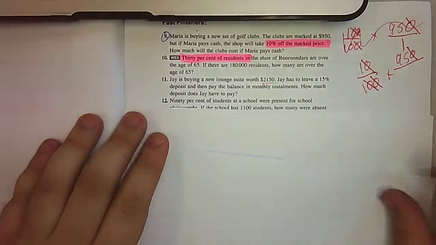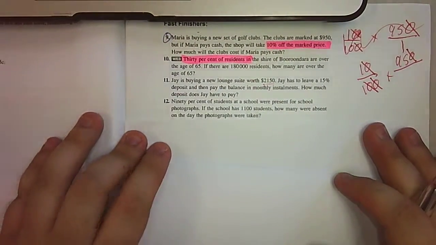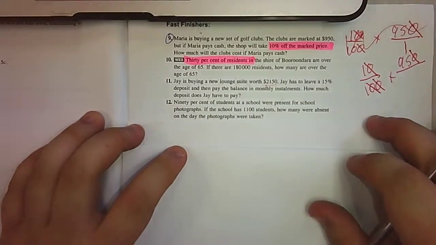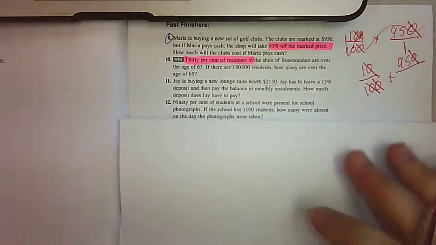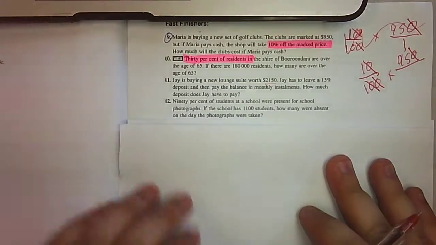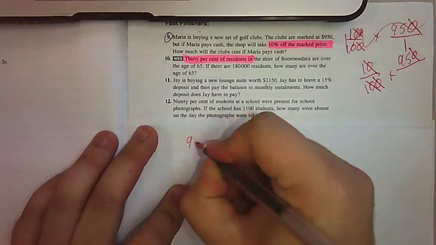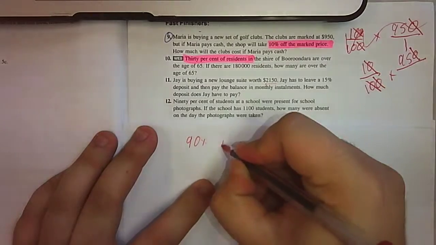90% of students in a school were present for photographs. If the school has 1,100 students, how many were absent on the day the photographs were taken? Well, for this question, we know that 90% are present.